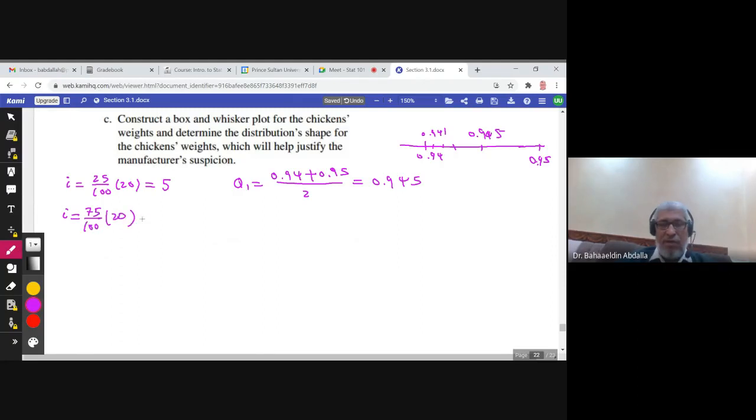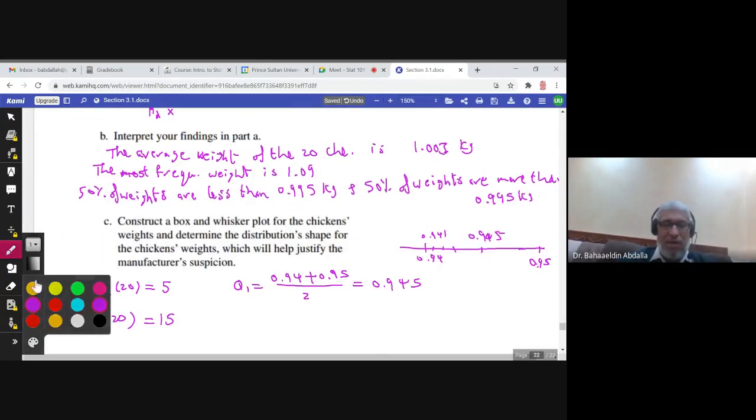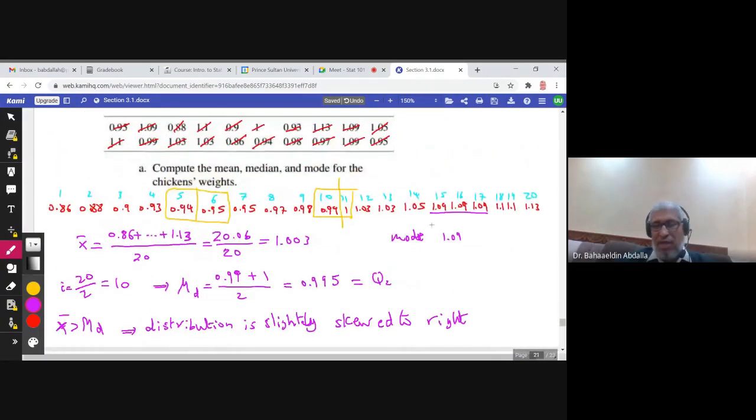To find Q3, it's the 75th percentile. If you multiply, you get 15. So Q3 is the number in the middle between the 15th position and the 16th position here. Okay, here in the middle, this is Q3.